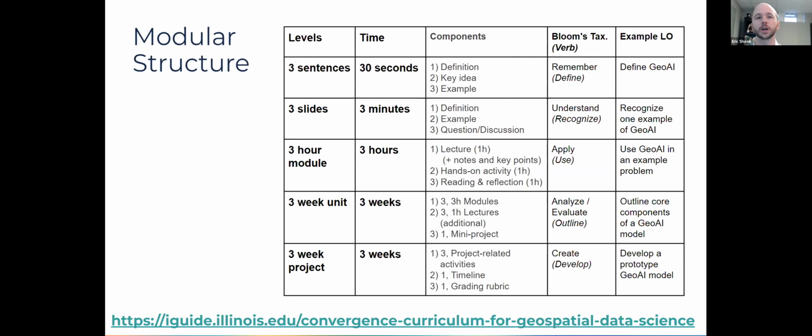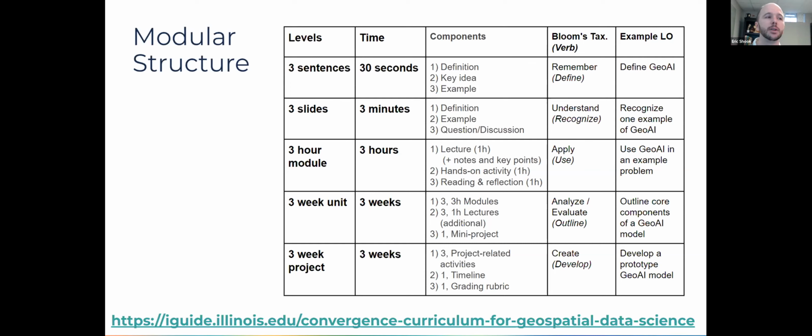So an instructor might bring in these 3 slides that include a definition, an example, and an active question or discussion point to bring in an active learning component. And this aligns with the understand level. Here, a learning objective might be to recognize one example of GeoAI that you discuss in class. So again, about 3 minutes, but this really helps with being able to mix and match and bring these topics into an existing, very packed curriculum.